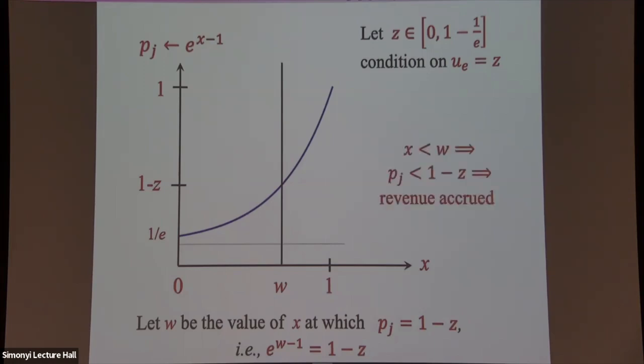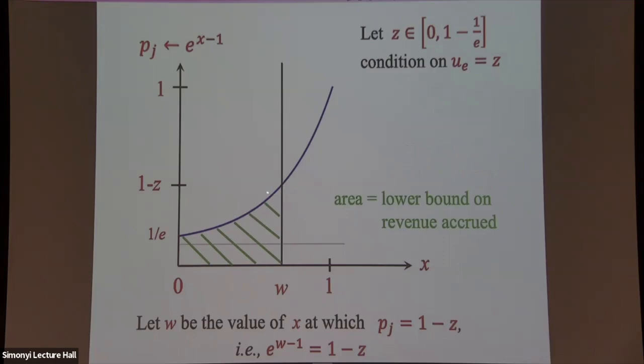And we know from that previous lemma that whenever x is in this interval less than W, PJ is less than 1 minus Z, and so revenue will be accrued. So whenever PJ is less than 1 minus Z, revenue will be accrued, right? So revenue will be accrued whenever x lies in this interval. How much revenue? Exactly PJ amount of revenue. So the revenue accrued is lower bounded by the area under this curve. So the green area is the lower bound of the revenue accrued.